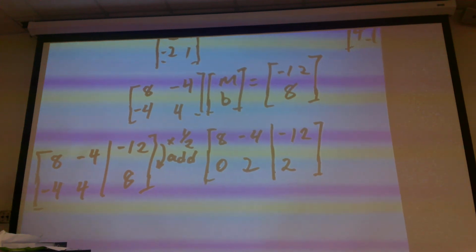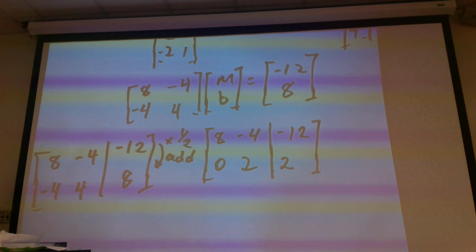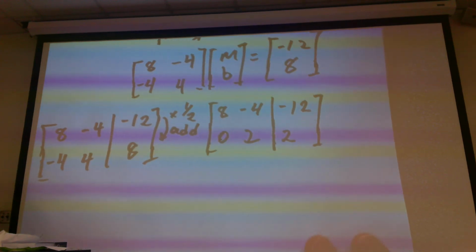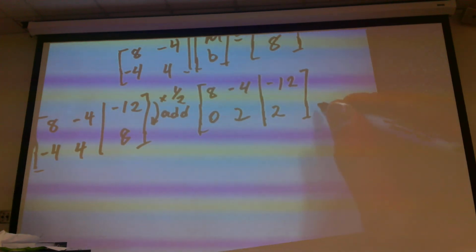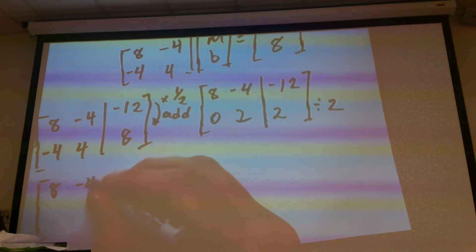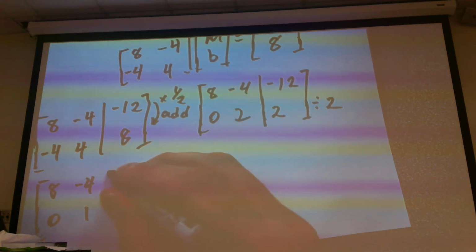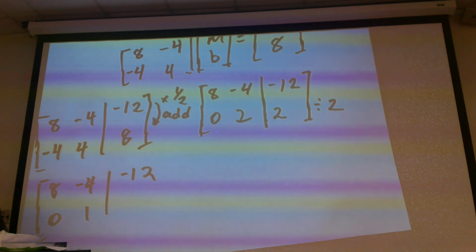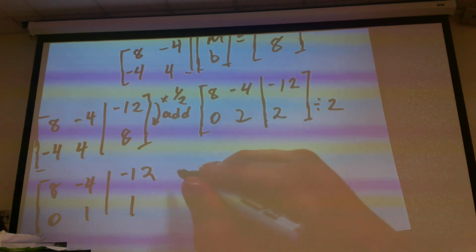And remember, we want to turn this into the identity matrix. You can do it on this step, or you can do it on the next step. It doesn't really matter, but let's just go ahead. Let's say I'm going to divide this entire row by 2. So I have 8, negative 4, 0, 1, negative 12, and 1.